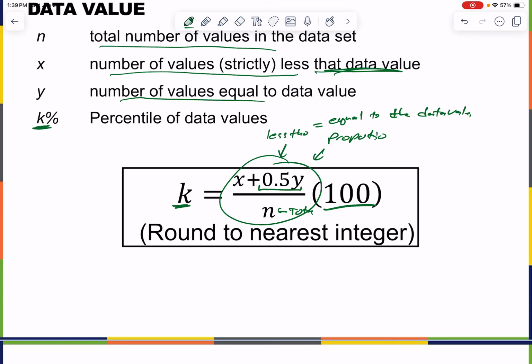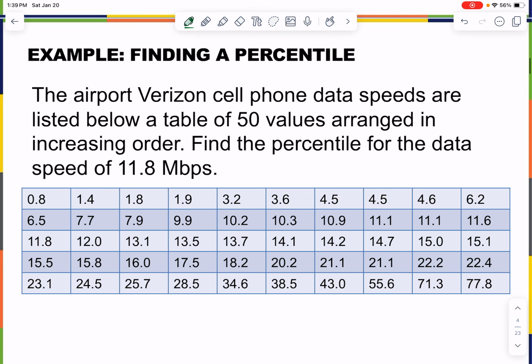This right here just kind of rounds things out nicely. You take half as many as are equal to it. So you're sort of safely putting the data value that you're concerned with right in the middle of the data values of equal value. Okay, let's practice.